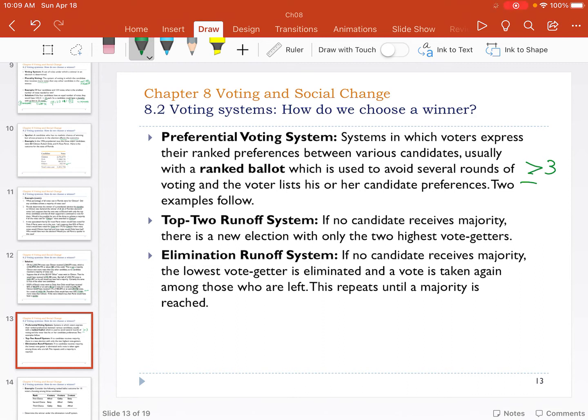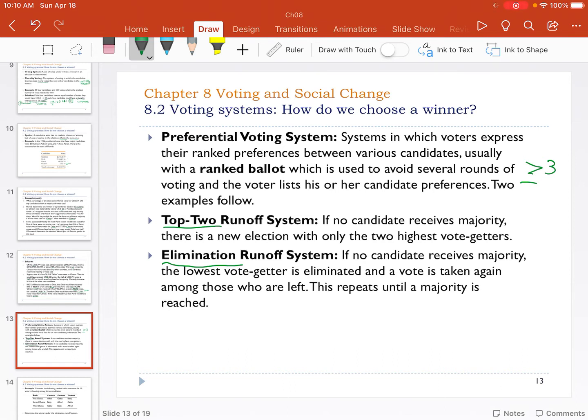Okay, there we go. See if you had more than 3. If you only have 2 candidates, neither one of these matters very much. So we'll look at that one first, the top 2 runoff system, and then later we'll look at the elimination runoff system. If no candidate gets a majority this time, the lowest vote getter is eliminated, and a vote is taken again amongst who are left. And this repeats until majority is reached.